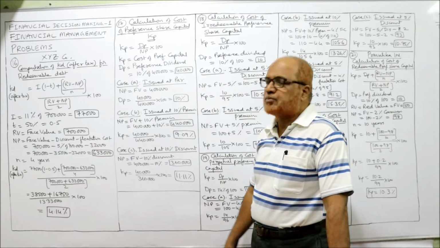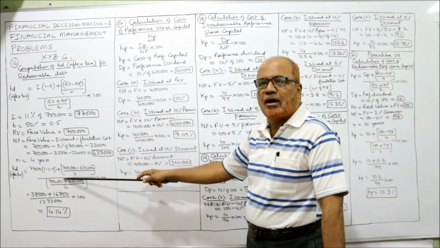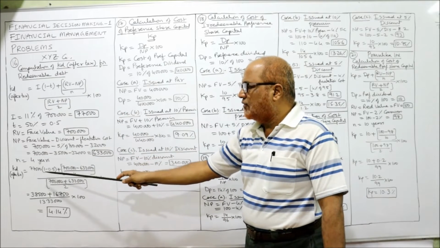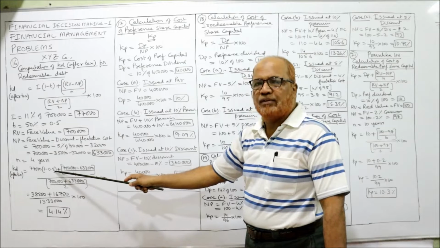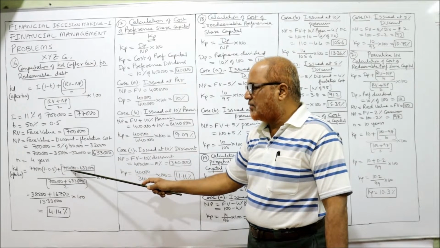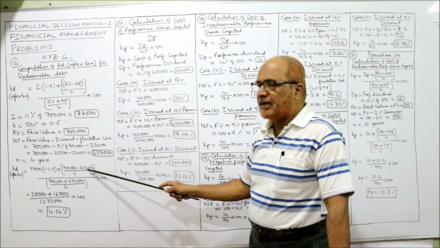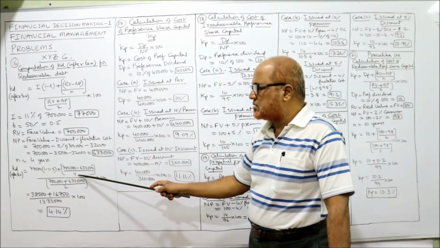Now we simply substitute all the values in the formula. In place of I, I am writing 77,000, into 1 minus T, 1 minus 0.5, plus RV 7 lakh minus NP 6 lakh 33,000, divided by N, 4 years.